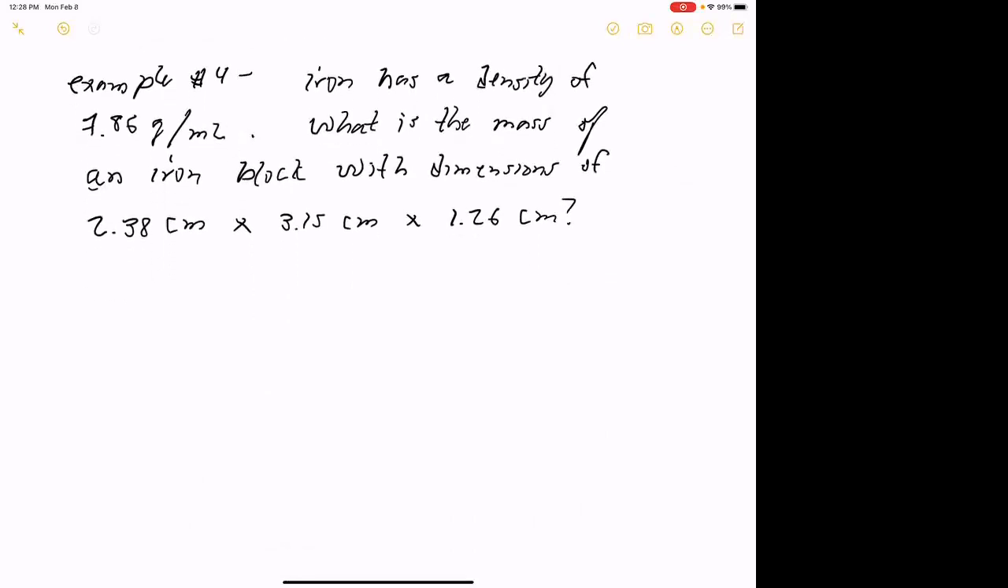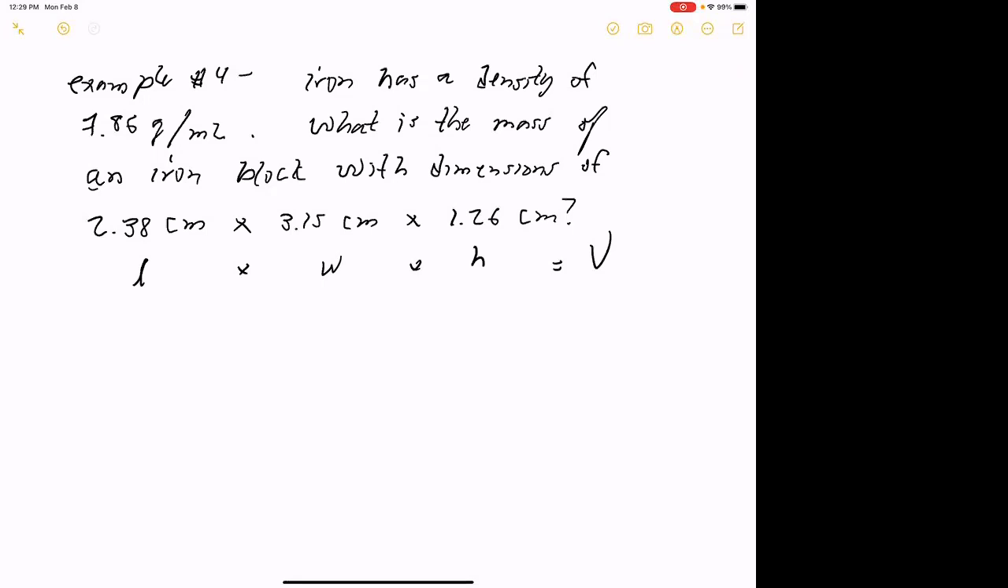This one involves density, which is something I haven't quite talked about yet, but I'm going to introduce it. But let's just read the problem first. It says here that iron has a density of 7.86 grams per milliliter. I could also write that as grams per cubic centimeter if I wanted to. And I want to know what is the mass of an iron block which has dimensions of 2.38 centimeters by 3.15 centimeters by 1.26. So basically I've got a length times a width times a height. And we know how to get volume. Length times width times height give me the volume of the iron block, okay?